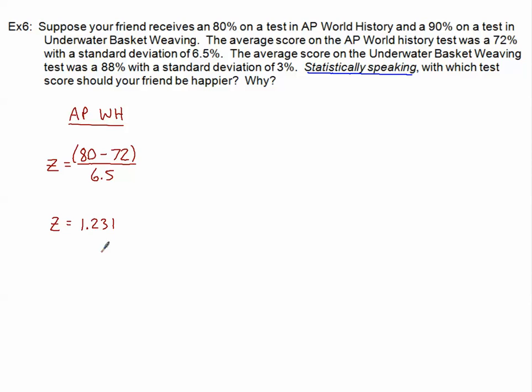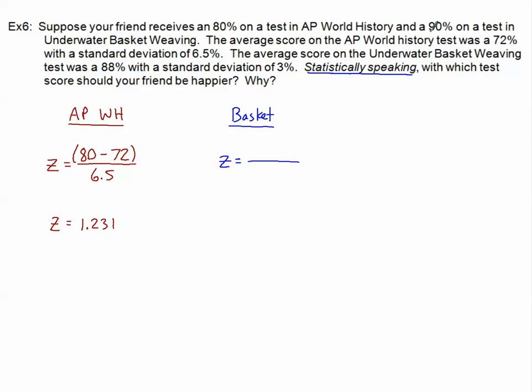Now, obviously, this is very good because this is above the average. In fact, it's even more than one standard deviation above the average. So this is a pretty good test score. But let's see how well she did on the basket weaving. So I'll put basket stuff over here, I guess. And let's calculate that z-score.